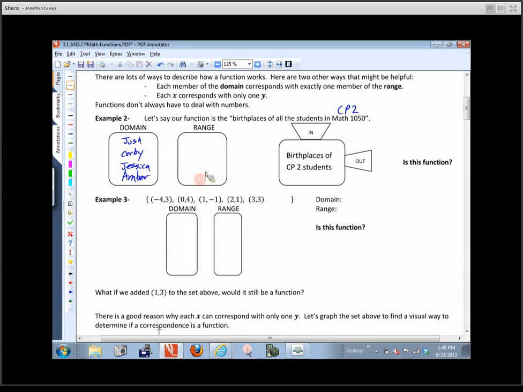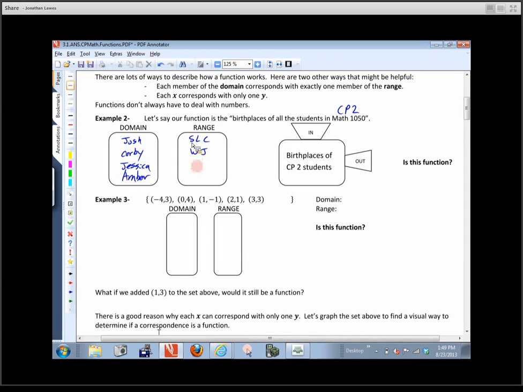What would the range be made up of? Yeah, the birthplaces. Josh, where were you born? Salt Lake City. Corby? West Jordan. Jessica? Salt Lake. Now, do I need to write Salt Lake again? No. I don't need to. It's already in there. And what about Amber? Salt Lake. So we've only got 2 birthplaces here.